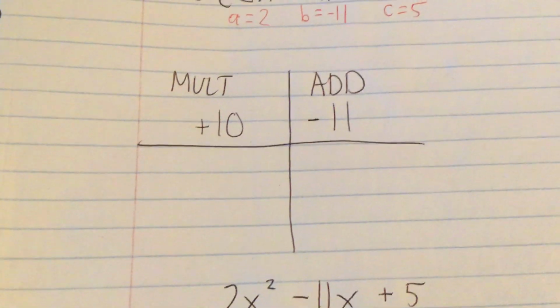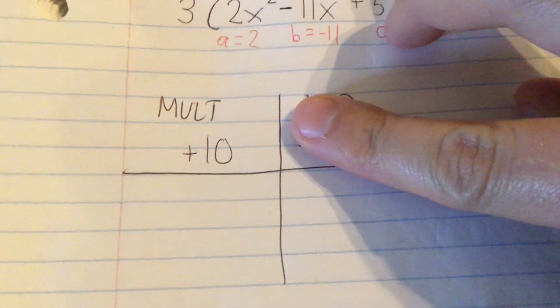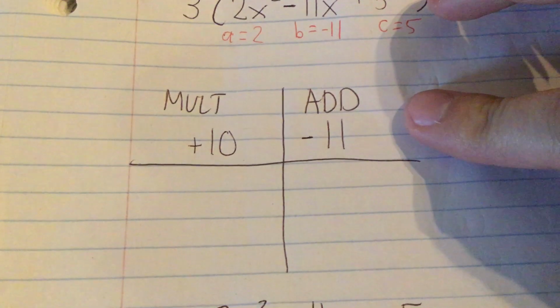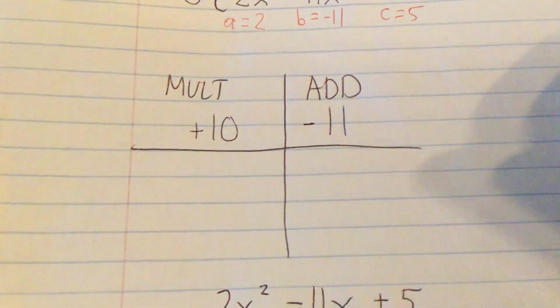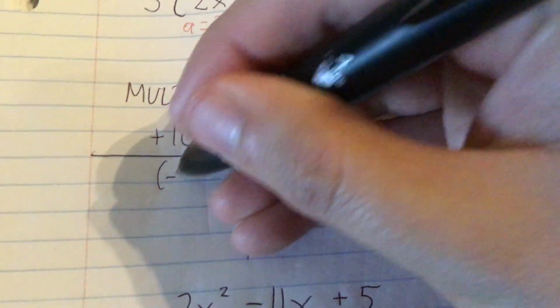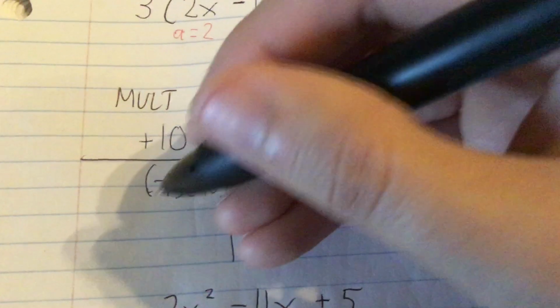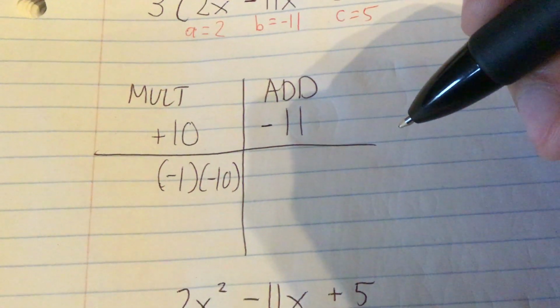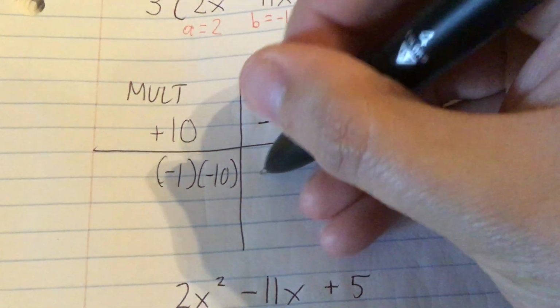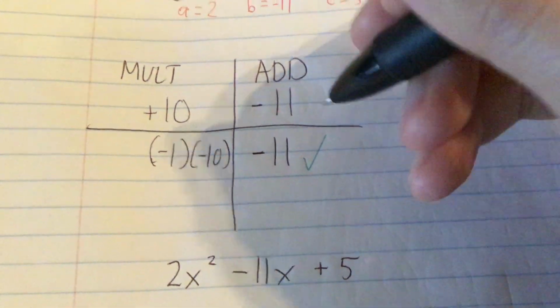So I'm going to try to figure out, hey, what's the combination? Positive, positive, or negative, negative? It's negative, negative, because they have to add to a negative. So let's start with the obvious one. Negative 1, negative 10. Negative 1 times negative 10 is positive 10. And negative 1 plus negative 10, who would have thought we got it on the first try? So that's the winner.